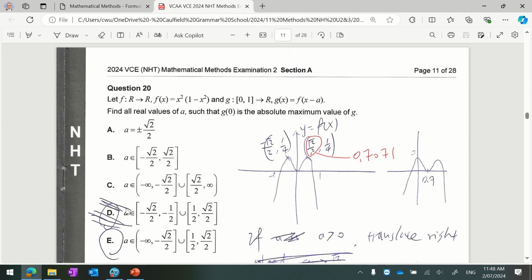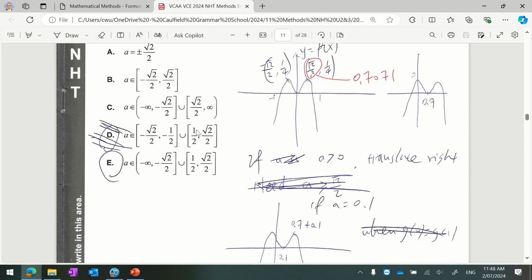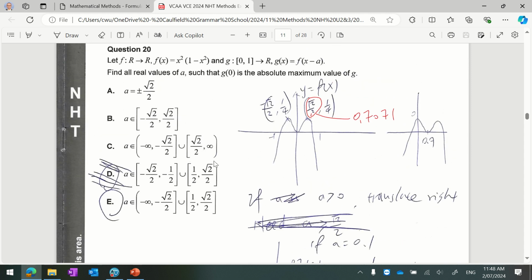Okay, so E and E are my answers. Not A, not B, not C. Because I have this part here and this part here. And those two, the interval from half to root 2 on 2, is what I want.